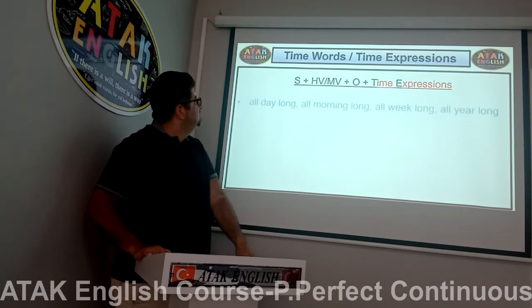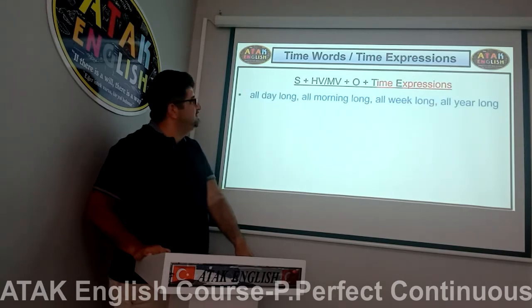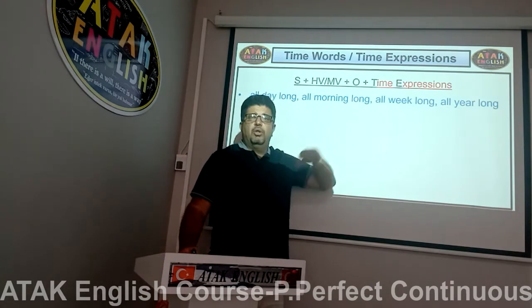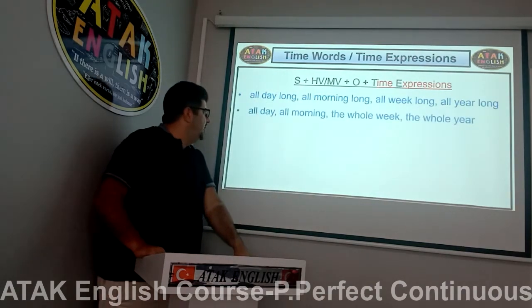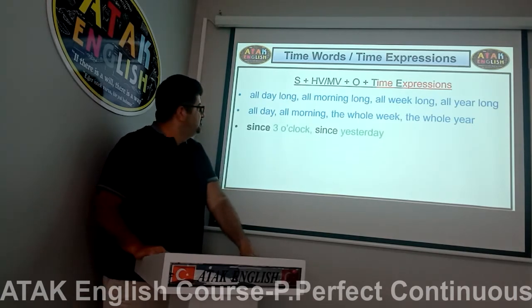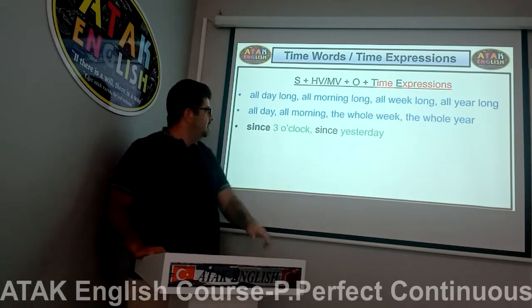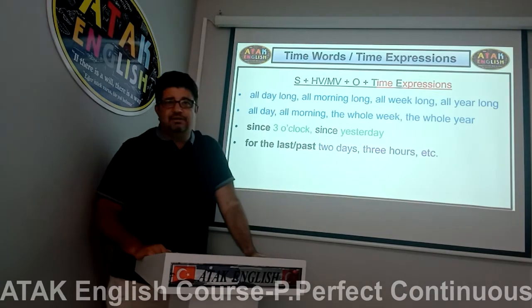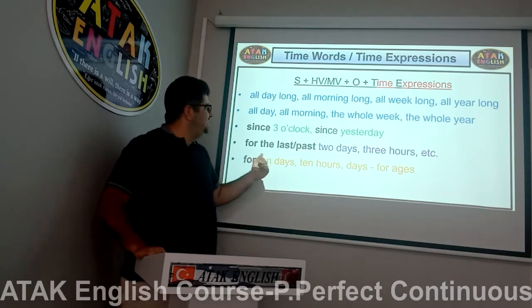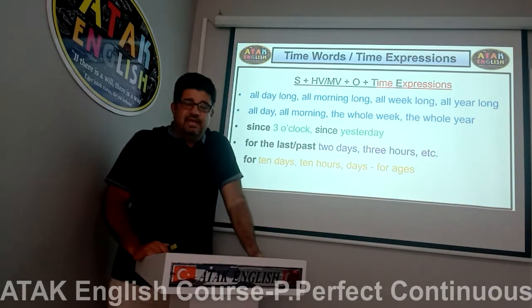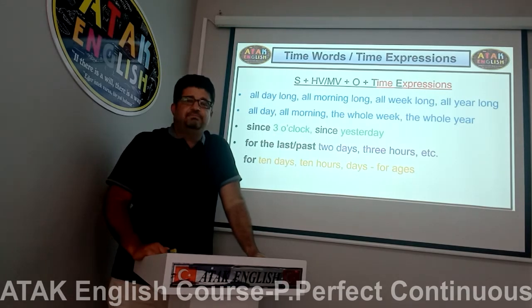Let's touch on time words or time expressions of present perfect continuous. All day long, all morning long, all week long, all year long, all day, all morning, the whole week, the whole year, since 3 o'clock, since yesterday, for the last 2 days, or for the past 2 days, 3 hours, etc. For 10 days, 10 hours, for ages, we can use as time expressions or time words in present perfect continuous.